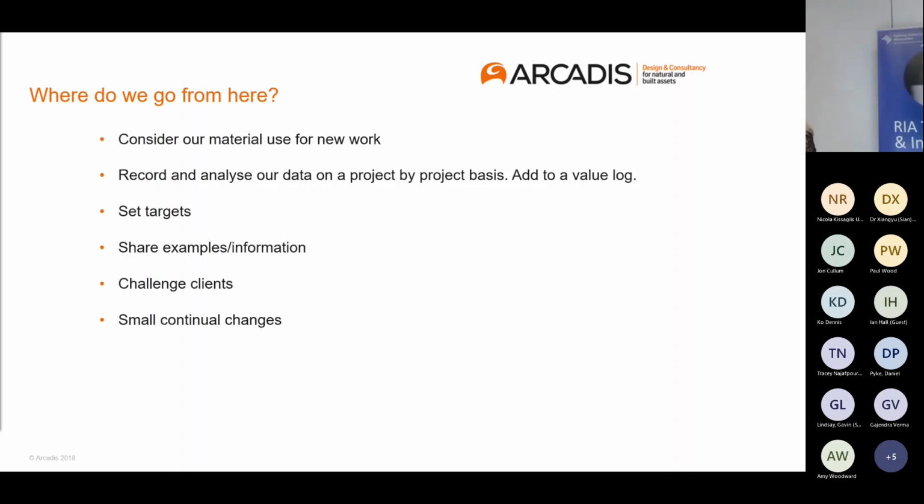We need to consider our material use for new work and record and analyse our data on a project by project basis and add it to a value log that we can keep referring back to. We need to set ourselves targets and monitor our progress against them. We need to use local material suppliers wherever possible, and also share examples and information exactly like we're doing today. We need to challenge and encourage our clients. It's time for us to open up a conversation with our colleagues, our clients and our contractors about what they are doing to reduce embodied carbon and what Arcadis as a business can do to support them.